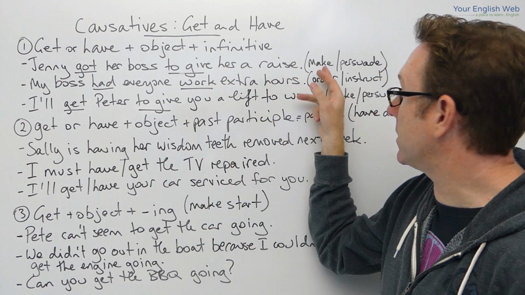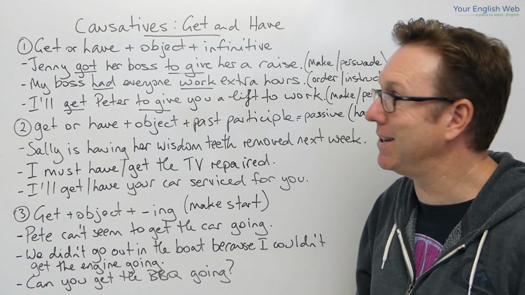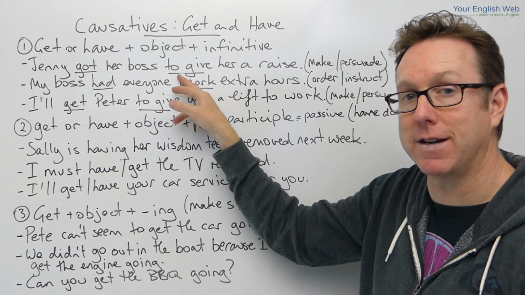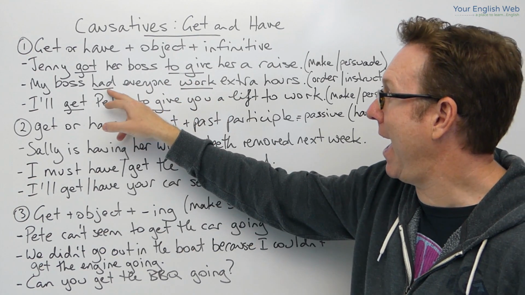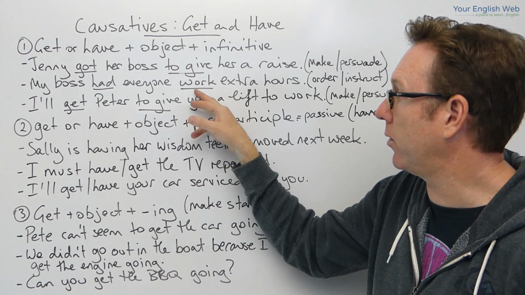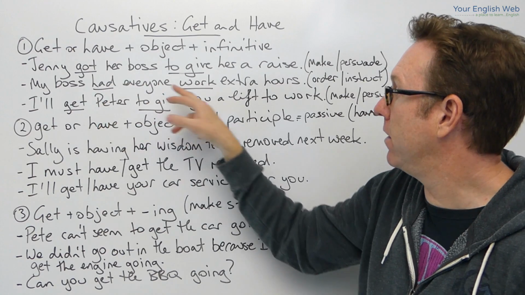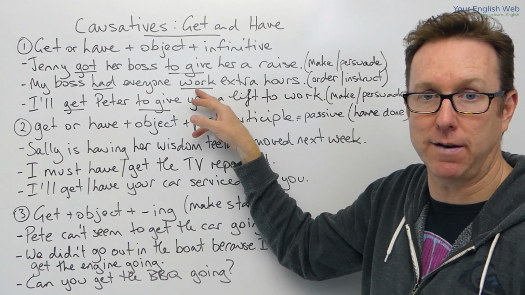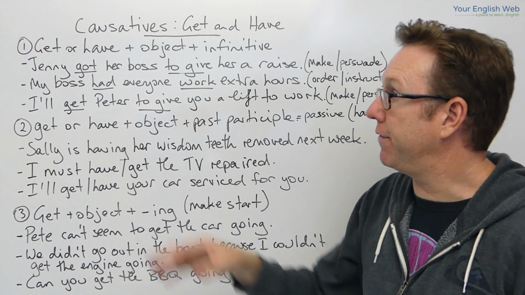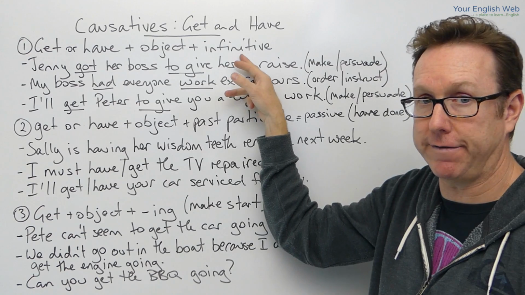Now, apart from the slight difference between whether it's make or instruct or persuade, we also use get with the infinitive with to and have with the infinitive with no to, or the bare infinitive, okay? So get infinitive with to, have no to with the infinitive. So, more or less, that is it for the first structure here, get or have plus object plus infinitive.